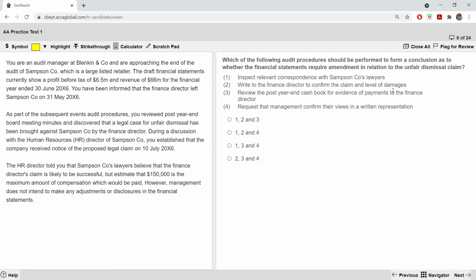No. Why is that? Because when you ask the finance director to confirm the claim and the level of damages, he or she could give you wrong information, or claim something which is not correct, or could conceal information from you, hide information which is not so authentic. Three, review the post year-end cash book for evidence of payments to the finance director. Yes. And four, request that management confirm their views in a written representation. So it's 1, 3 and 4. There is another reason why you will not ask the finance director: the finance director has left. They are no longer in office in the company, so it is not advisable to ask someone who has already left the company.